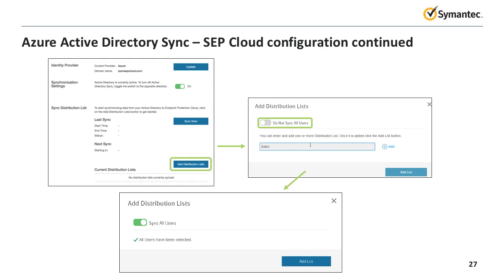Click Add Distribution Lists and enter the group information from Azure to import the users from a single group, or toggle the Do Not Sync All Users slider to sync all Azure Active Directory users, regardless of the group they are in. Click the Sync Now button to begin synchronization. New Azure users are always placed in the default SEP Cloud group.